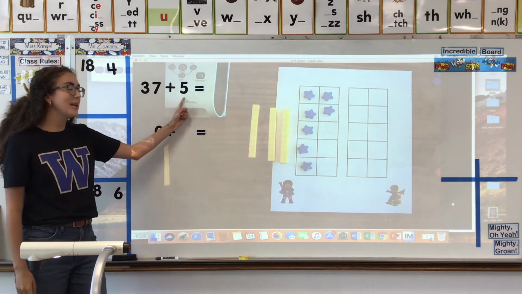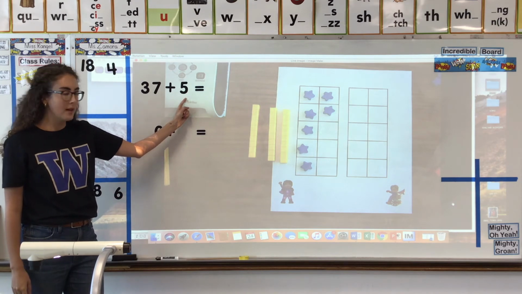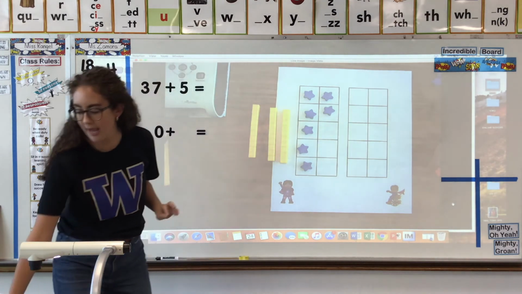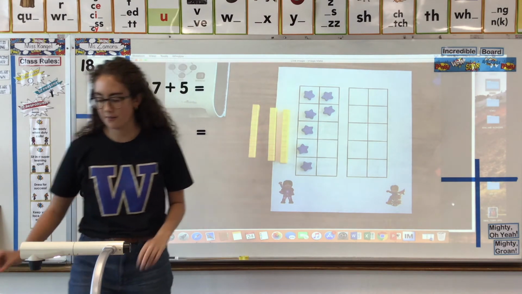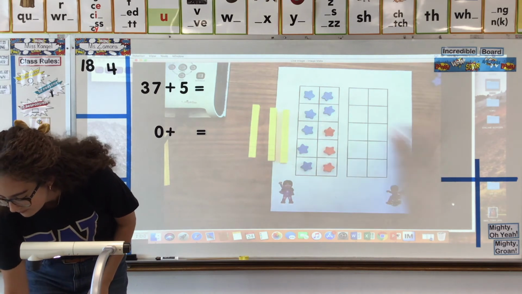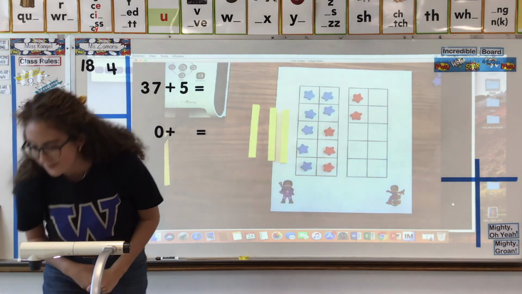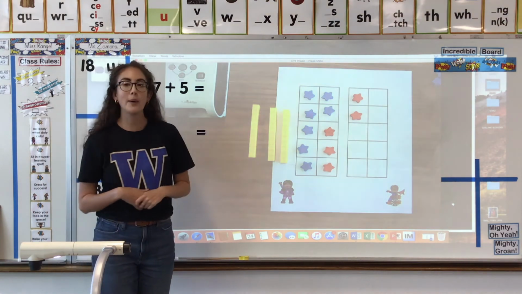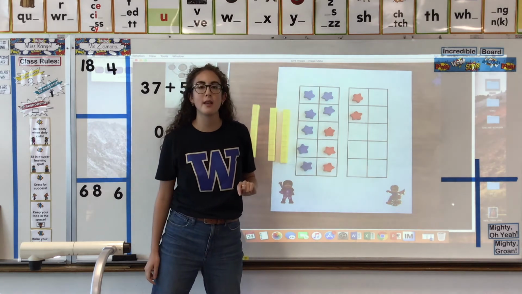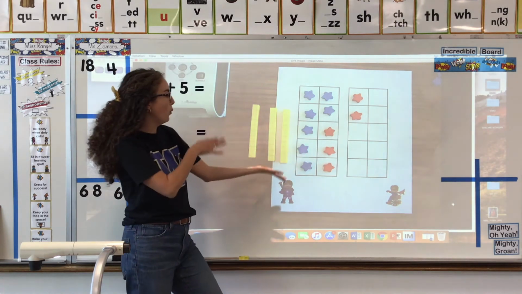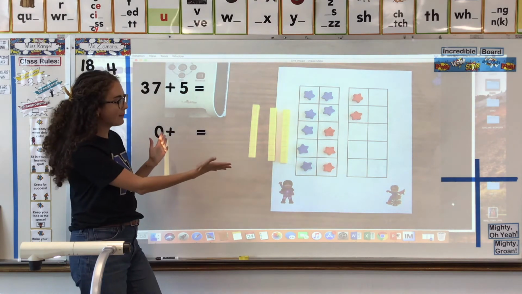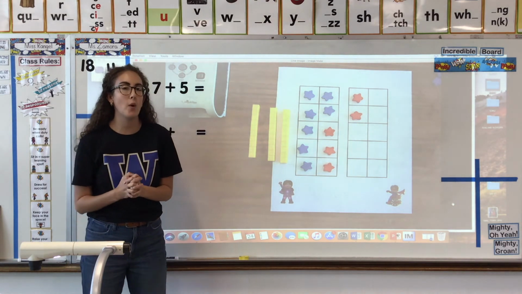So now we can add our 5. I want you to add your 5, keep working from left to right in your second color. Let's add 5. Okay, you can see I added 5 orange stars. And what happened? Can you talk out loud? What happened when we added those 5 orange stars?